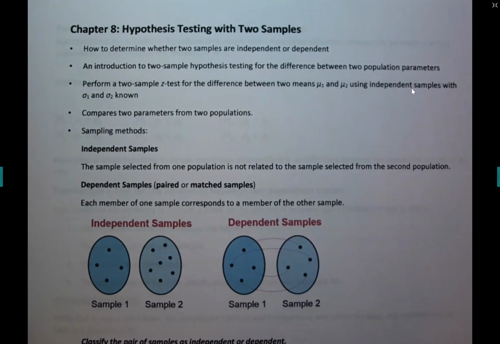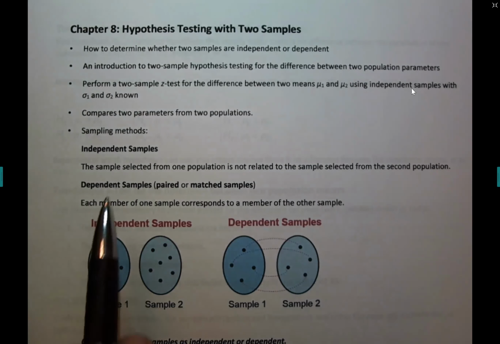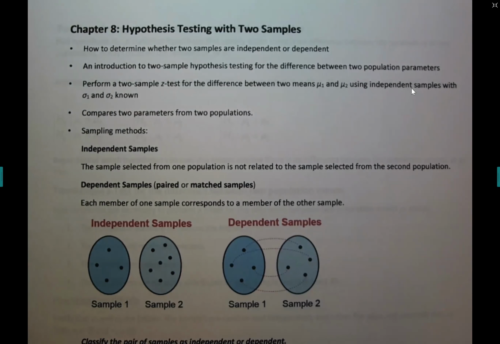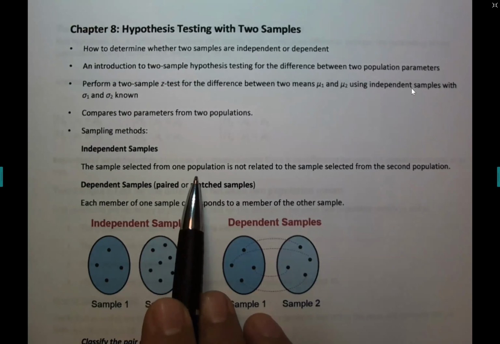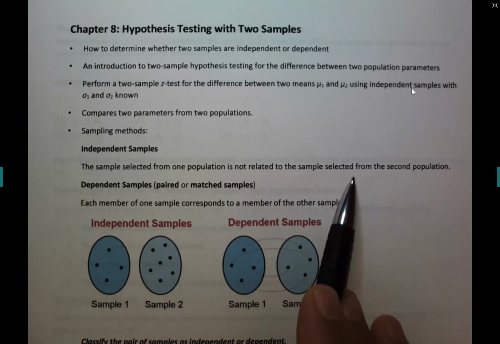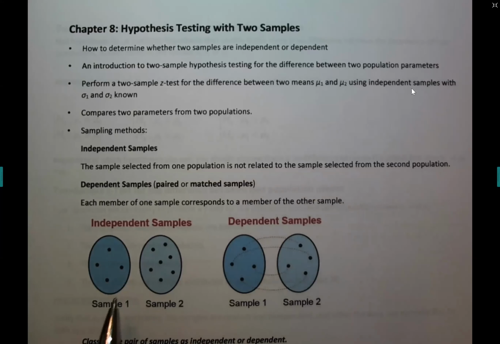First of all, I want to tell you what independent samples are, guys, because we'll be working with independent samples in sections 8.1, 8.2, and 8.4. We say 2 samples are independent if the sample selected from one population is not related to the sample selected from the second population. Here is an example, guys. This is sample 1, this is sample 2. They have nothing in common. These are independent samples.